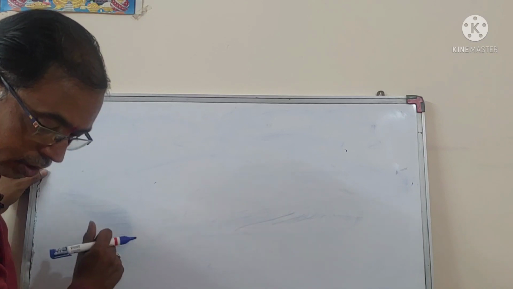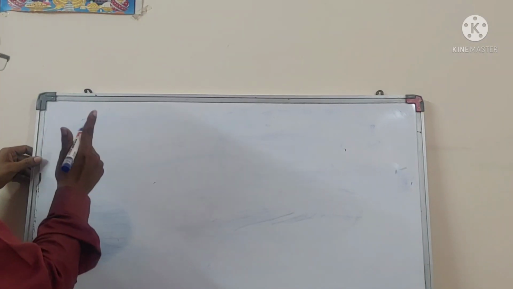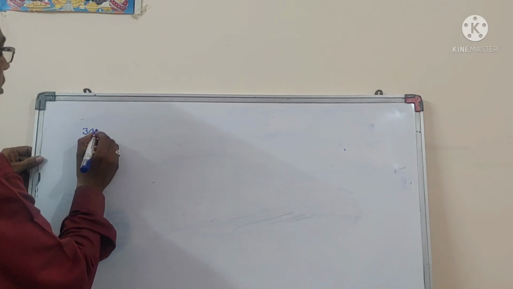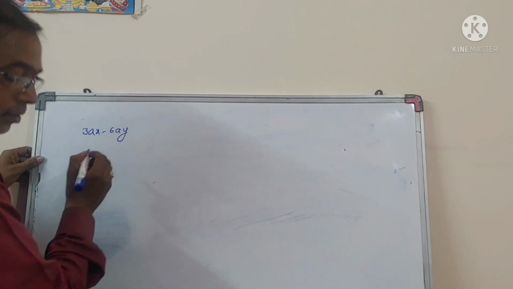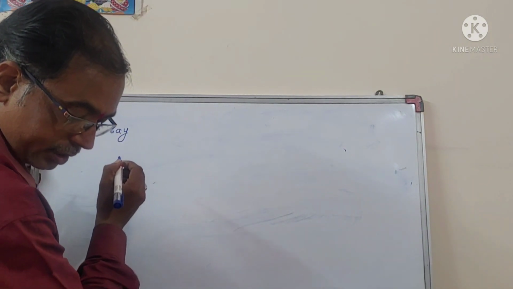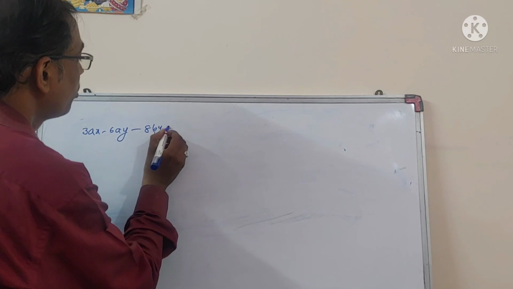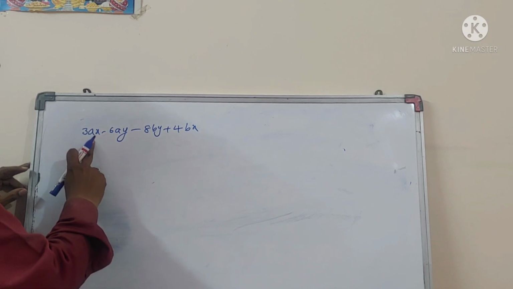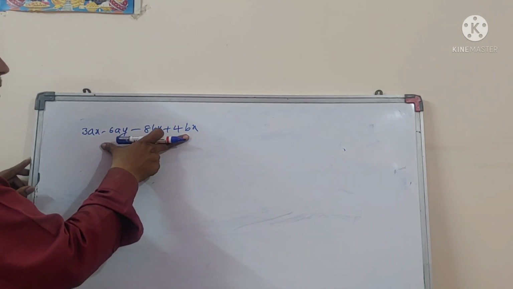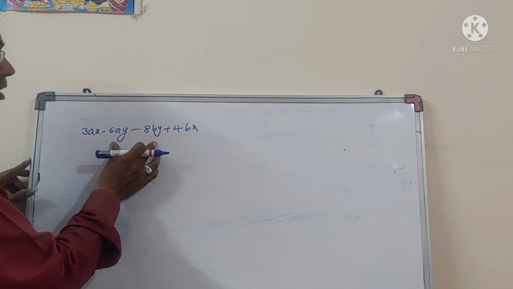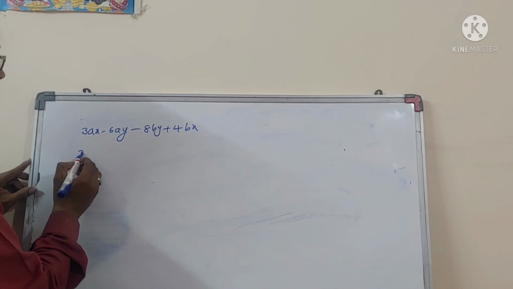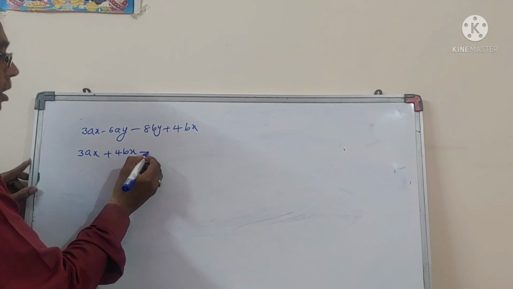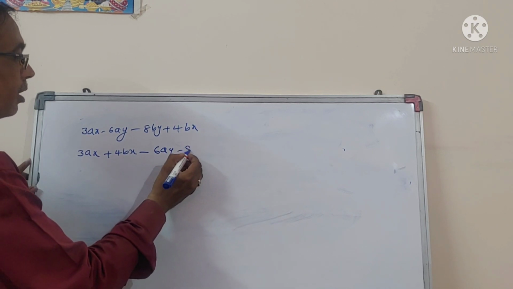Now here we have 3ax minus 6ay minus 8by plus 4bx. Let us observe: we have 3ax plus 4bx, by observing the x terms, and here minus 6ay minus 8by. Now grouping them, 3ax plus 4bx minus 6ay minus 8by.